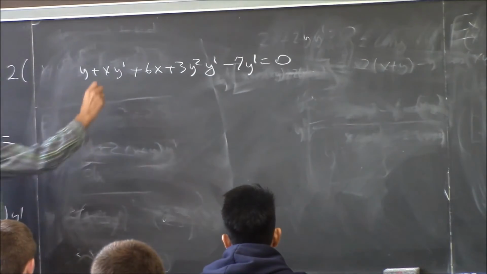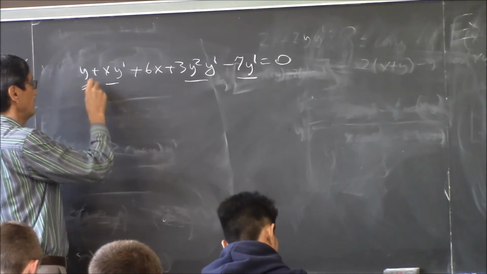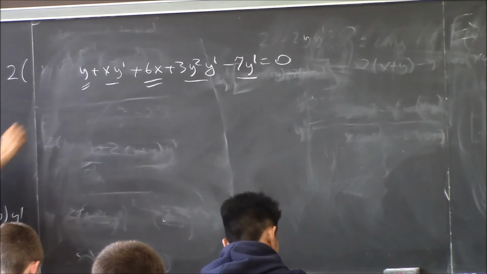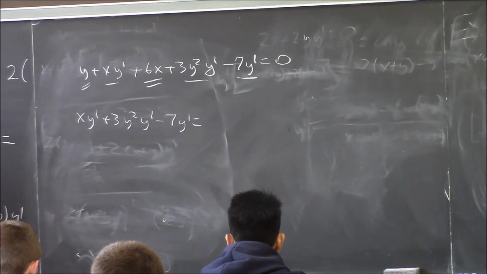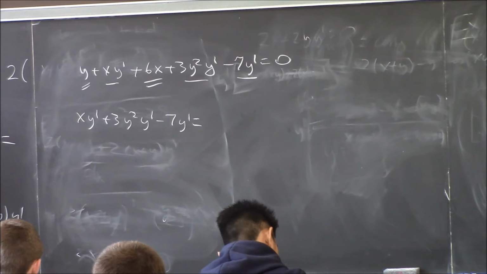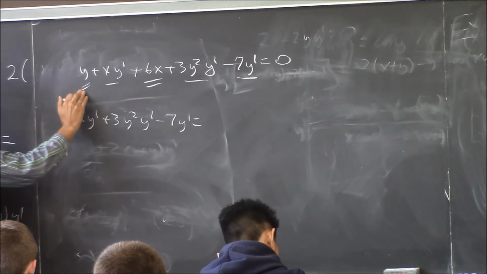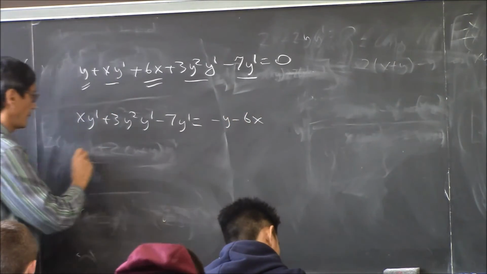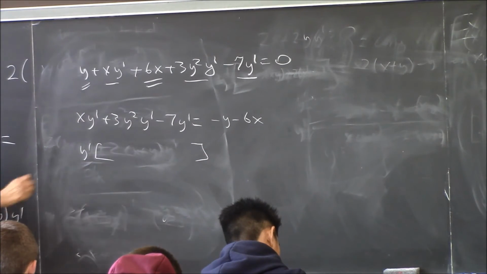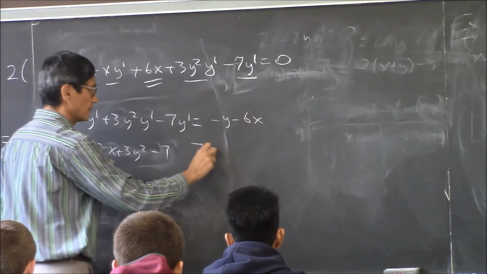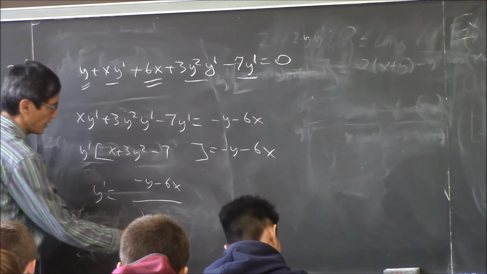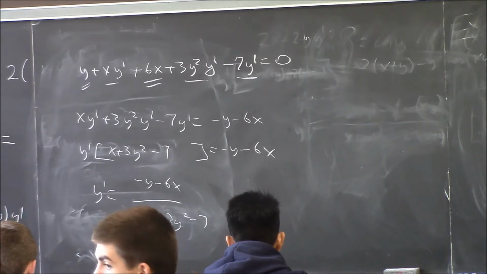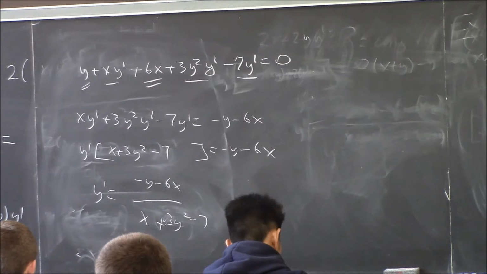Now we clearly see terms with the derivative and without. So we're going to put them on different sides. x y prime plus 3y squared y prime minus 7y prime equals... I'm keeping the terms with the derivative on the left side and the terms without on the other side, so I will have to subtract y and subtract 6x. So I can factor y prime out: y prime times (x plus 3y squared minus 7) equals y minus 6x. And then I find y prime by dividing by its coefficient: negative (y minus 6x) over x plus 3y squared minus 7. Okay, did I make a mistake somewhere?